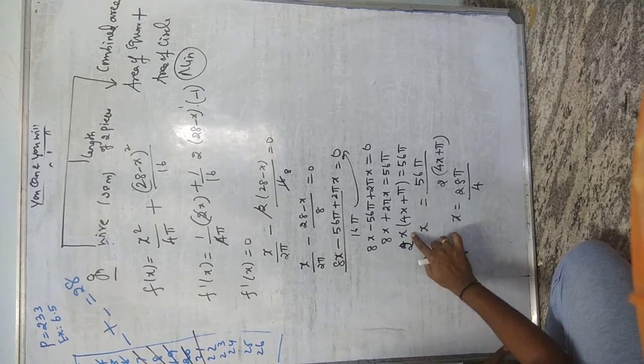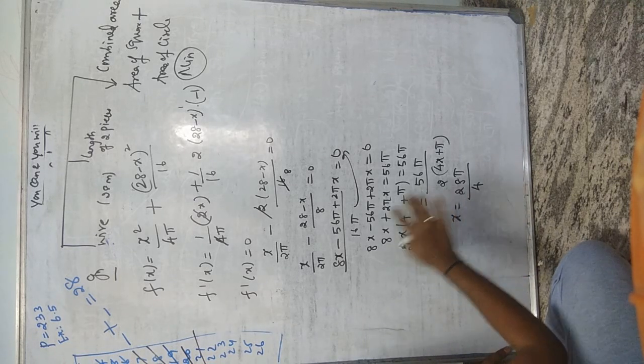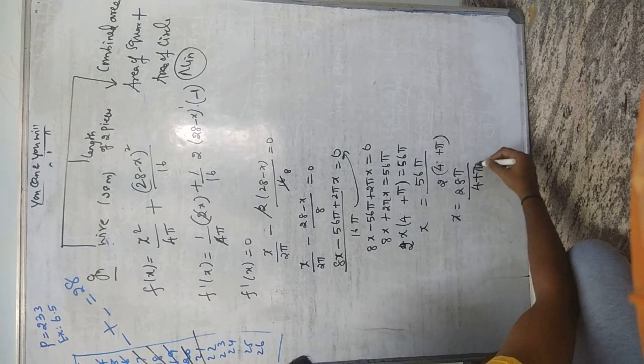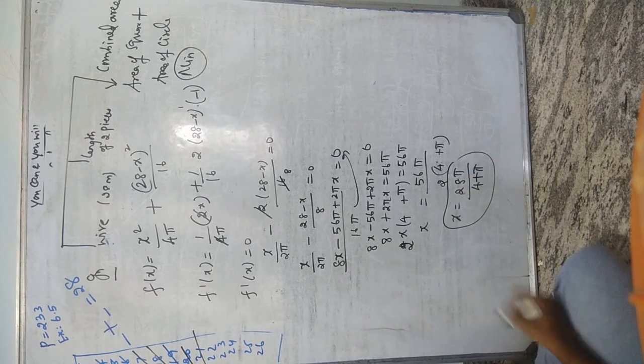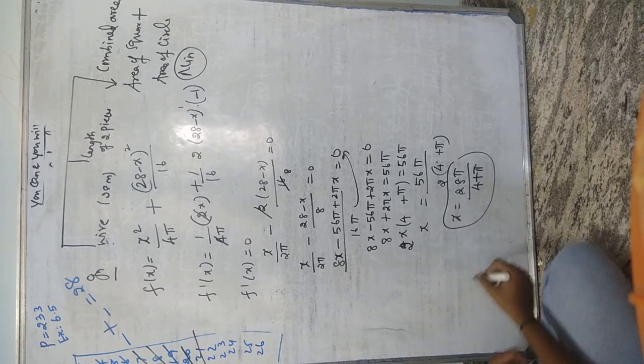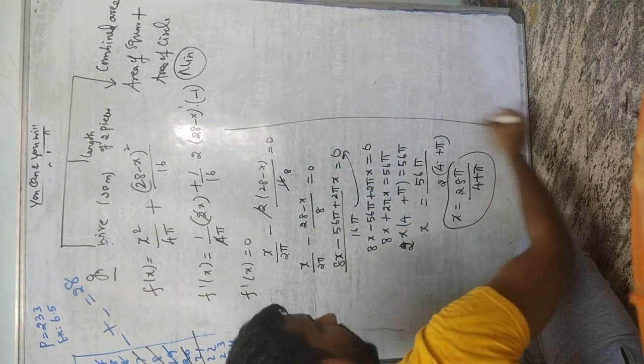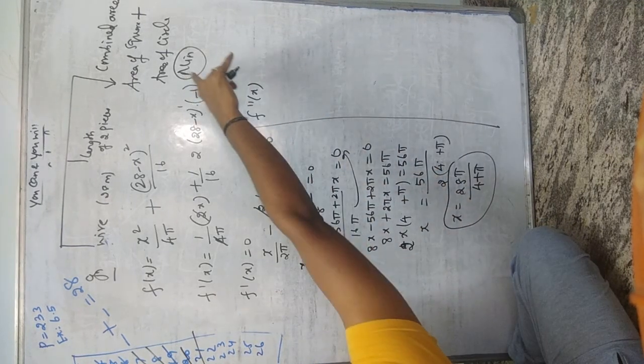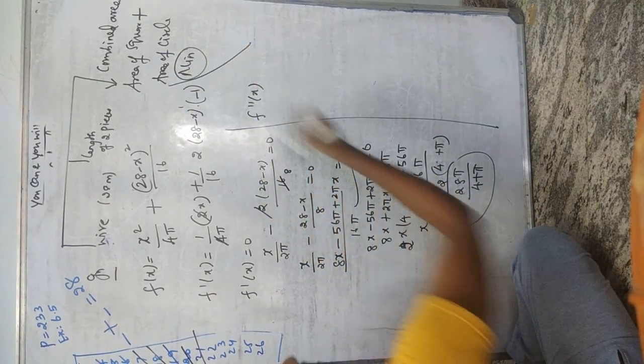Yes, x I have taken common outside, right? So x won't come here. So x equals 28 pi upon 4 plus pi. This is your critical point. So without wasting time, I'll move on to the f double dash of x. We have to prove this is a minimum, so surely it will be greater than 0.